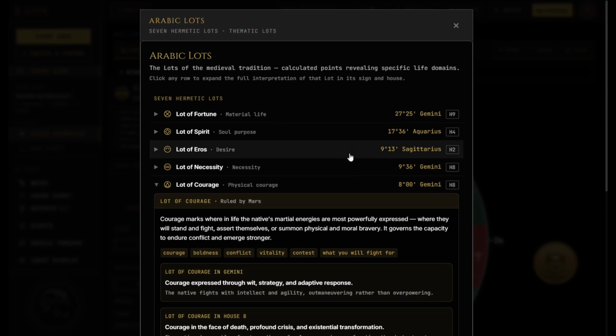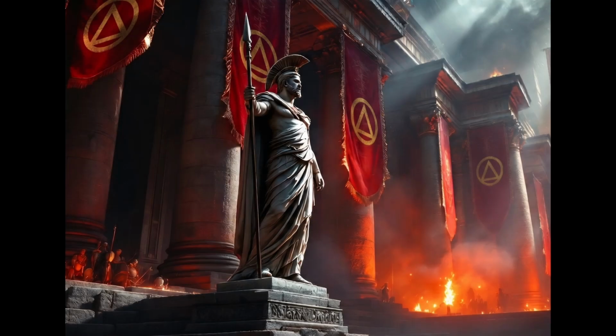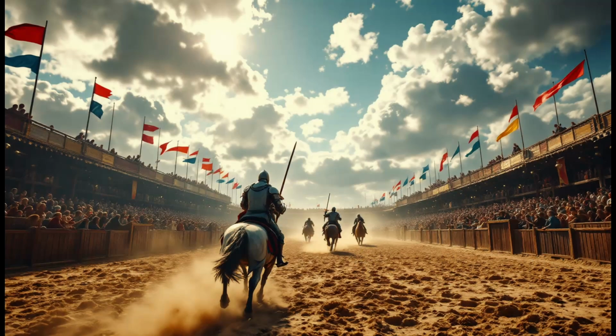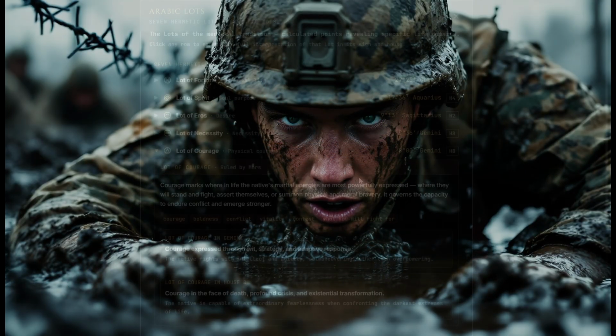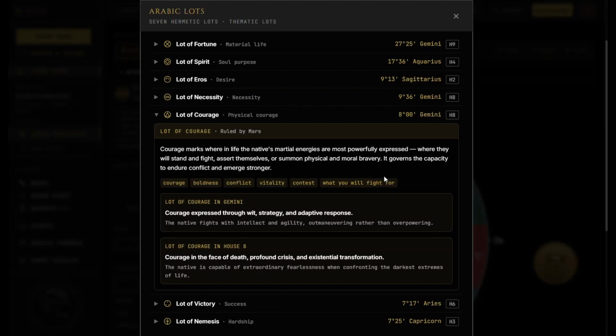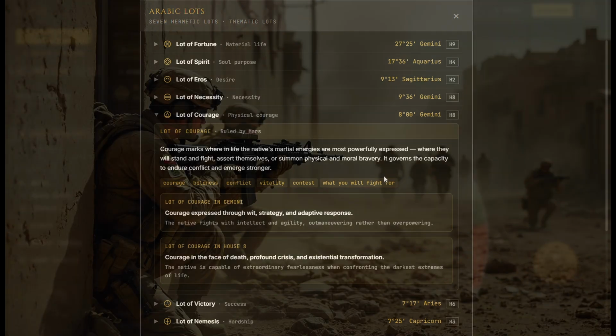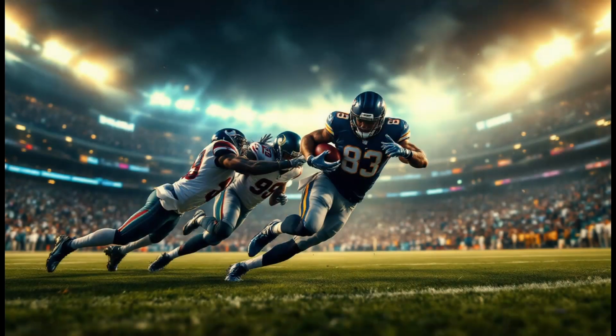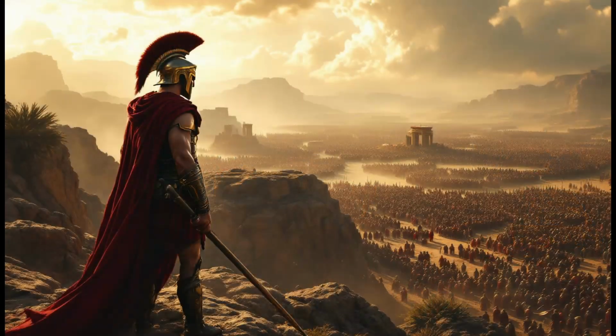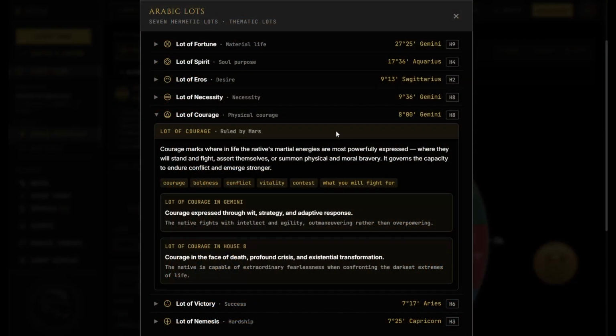The lot of courage, ruled by Mars. Boldness, vitality, contest, what the native will fight for. The capacity to endure adversity. Where courage falls shows where assertive force is most naturally expressed and where the willingness to act under pressure is most tested. This lot shows up clearly in the charts of people in demanding professions: military, emergency medicine, competitive athletics, entrepreneurship. It indicates not just the capacity for courage, but where that capacity is most actively called upon.